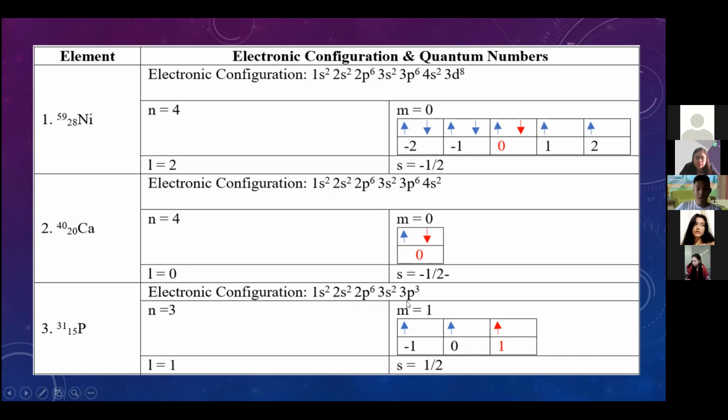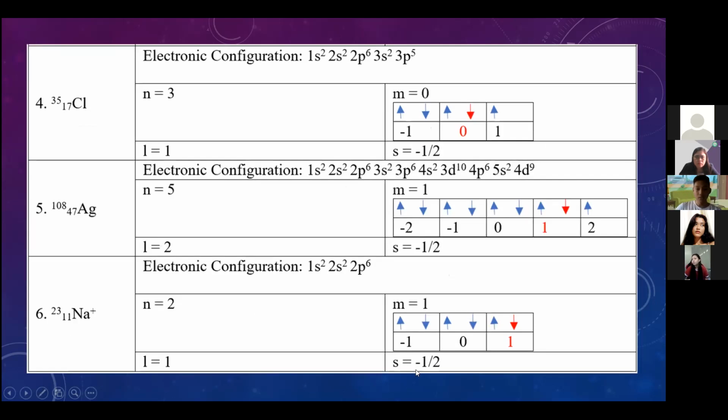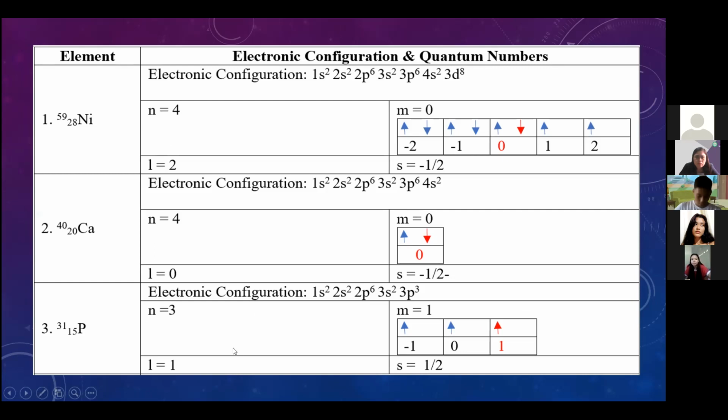Okay, the last one. Wait, the angular momentum quantum number is 1 because it is 3p3, so p is equivalent to 1. The next is the magnetic quantum number of phosphorus, which is positive 1, because it stopped at the upward arrow. The spin quantum number of phosphorus is positive 1/2 because it stopped at the upward arrow.